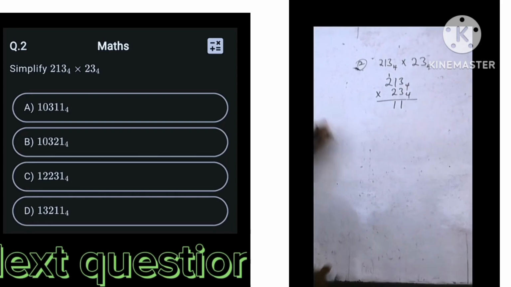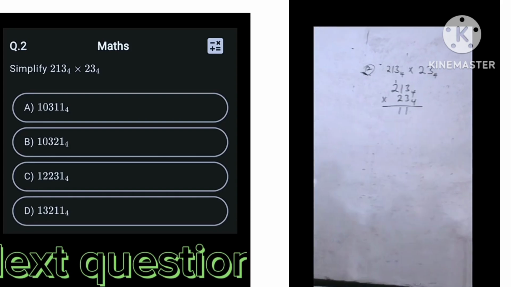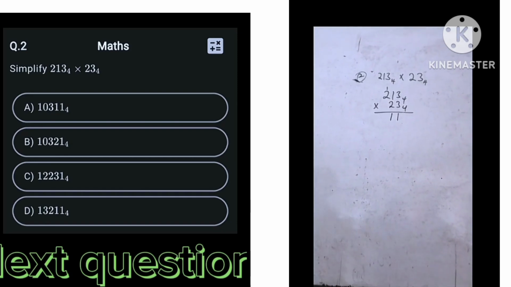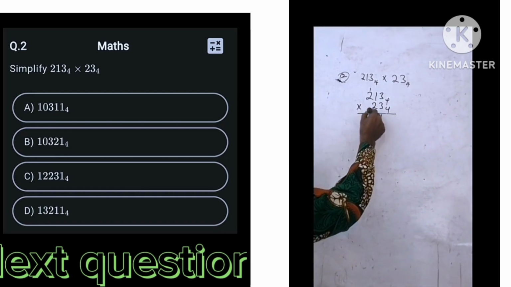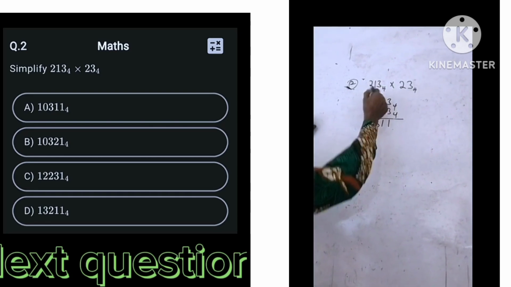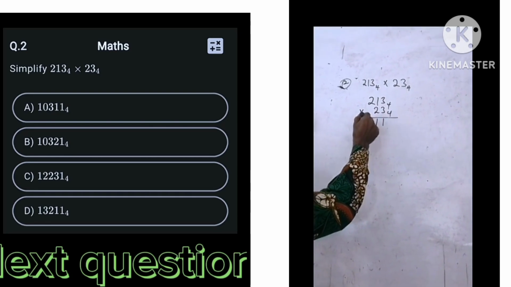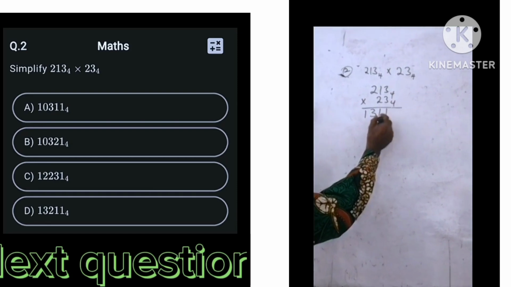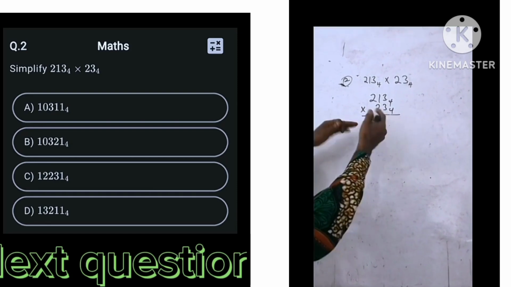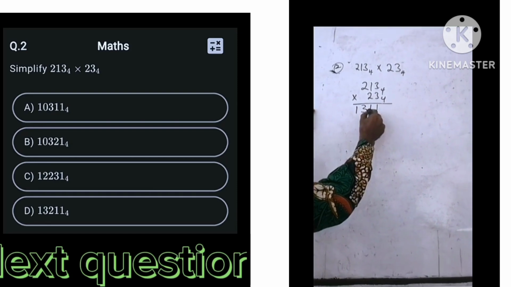3 times 2 is 6 plus 1 will give us 7. 7 divided by 4 will give me 1, remainder 3. So I will write down the remainder 3, carry the 1. Since the 1 I carry is not up to the base, I will write it down. Now we use 2 to multiply. So 2 times 3 will give me 6. 6 is more than the base, so I will divide. That will give me 1 remainder 2.